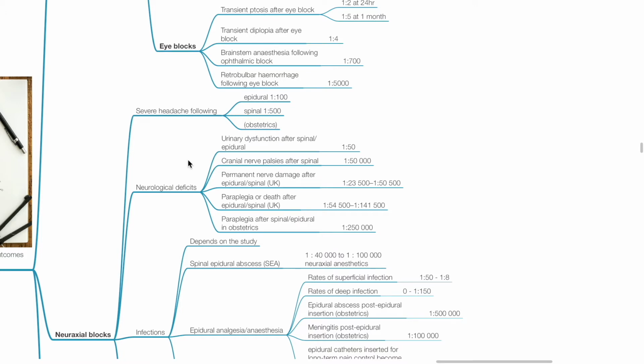Permanent nerve damage after epidural or spinal ranges from 1 in 23,500 to 1 in 50,000. Paraplegia or death after epidural or spinal ranges from 1 in 54,000 to 1 in 141,000. Paraplegia after spinal or epidural in obstetrics, 1 in 250,000.